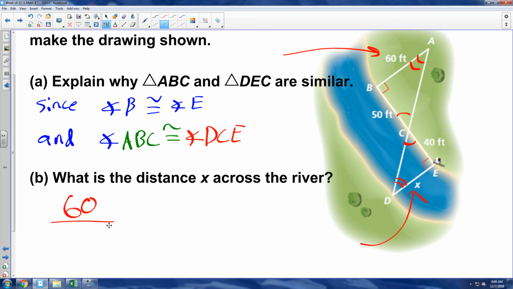They match up, okay? So in between the 2 arcs and the 90, we have 60 and we have x. So I put 60 over x. So 60 over x equals.